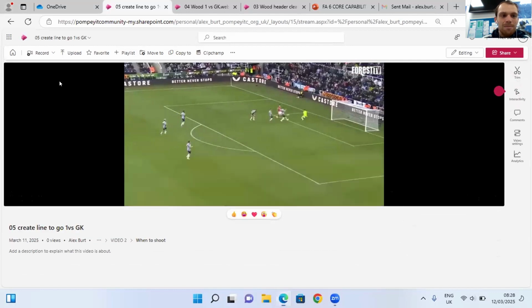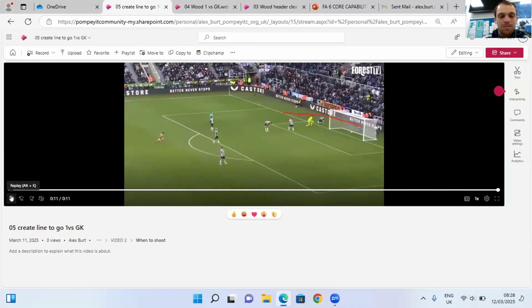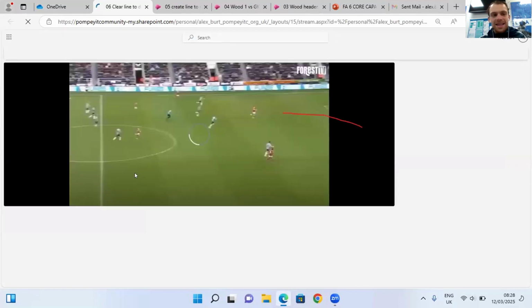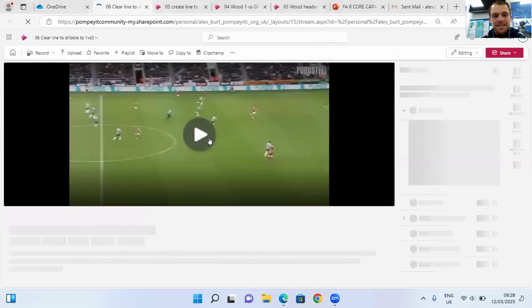And this gives him a much better chance of scoring. And it's a very delicate, intricate finish, little chip into the far corner. But he was only able to score because he created and waited for a good opportunity to score. Really, really clever play. And what's better than one versus goalkeeper, one versus zero?